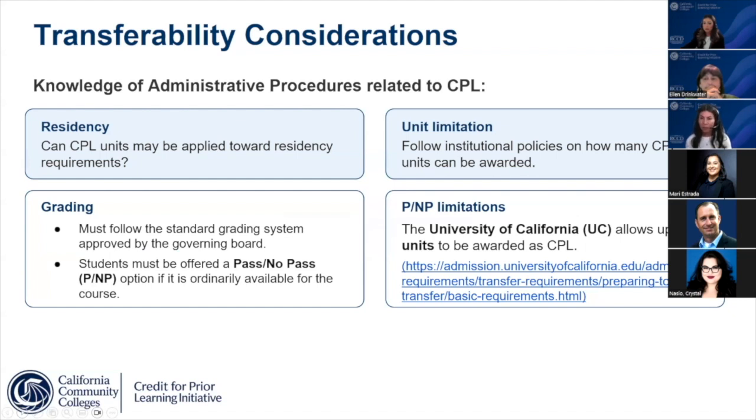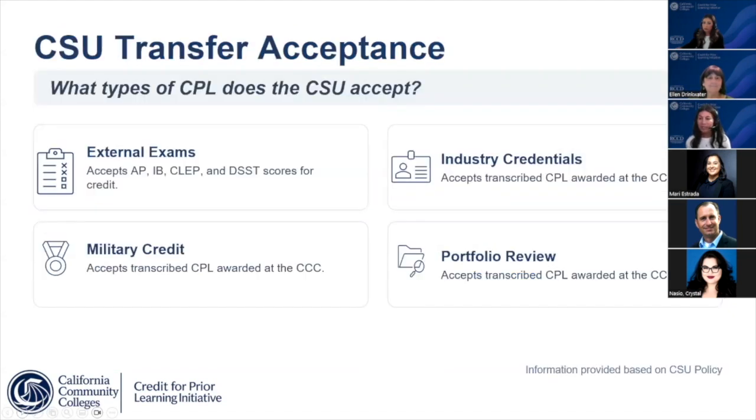It's also really important to think about the UC transfer limitations. The UC does have a limit for pass, no pass. You can only have up to 14 units. So this would also apply towards CPL, and it's something that's very important to consider when looking at transfers for CPL. Each system is going to be different in terms of their CPL policies.